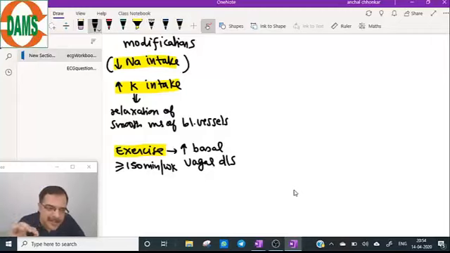Remember the meaning of basal. Basal means in a resting state. Remember, during exercise there will be increased heart rate, no doubt, but in the resting state, if the patient is doing the exercise routinely, there is an increase in the vagal discharge. So exercise will help.